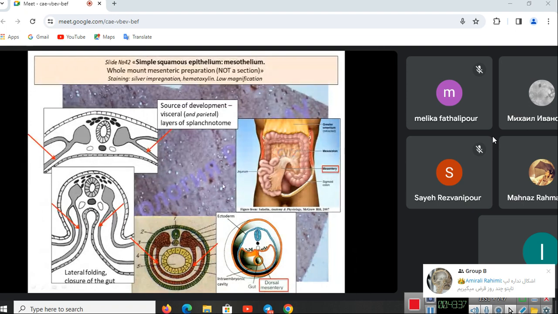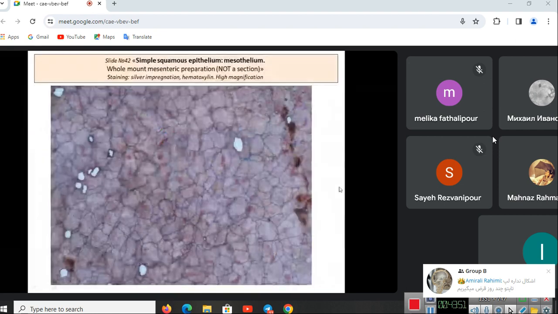So our histological preparation is the part of this mesentery, of this area, upon which our intestine hangs inside our abdominal cavity. So this is how it really looks. This is the silver impregnation staining and hematoxylin. Hematoxylin was used to visualize the cell nuclei, which are rounded in shape and more purple. And silver impregnation makes the cell boundaries visible for us. So we can see here the borders of the cells.